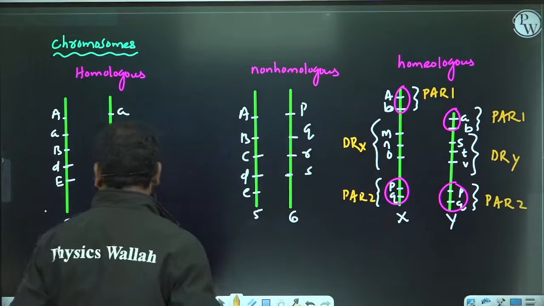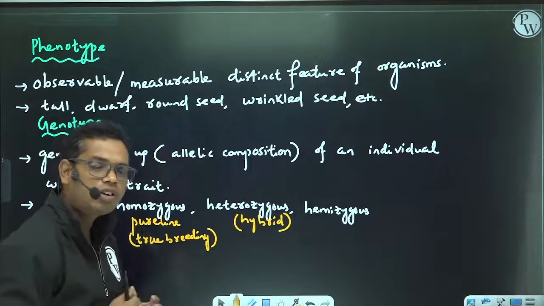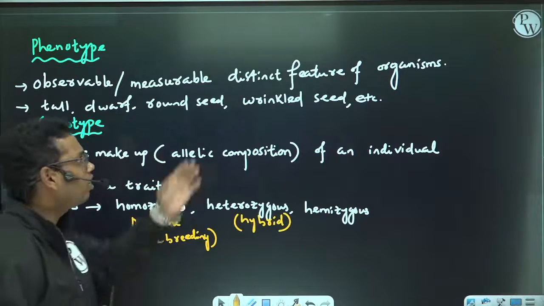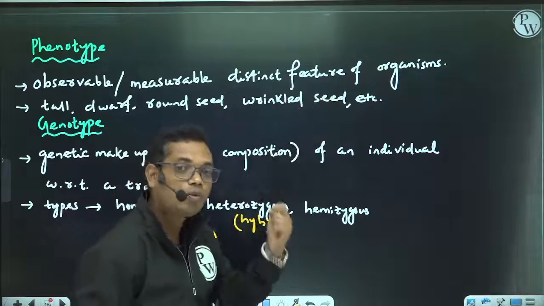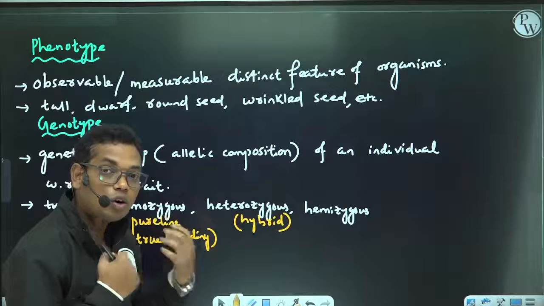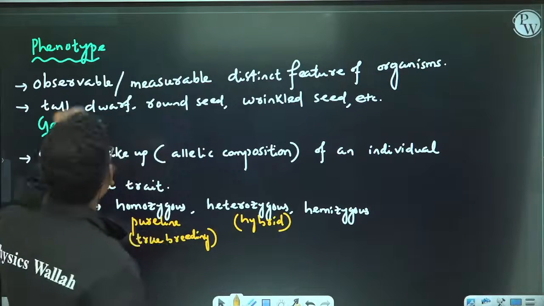Okay, now let me tell you about phenotype. What do you understand by phenotype? Phenotype is any feature, any distinct feature of organism which can either be observed or measured. Those observable or measurable distinct features of organisms are called as phenotype.